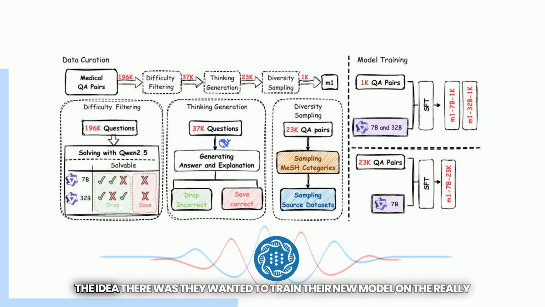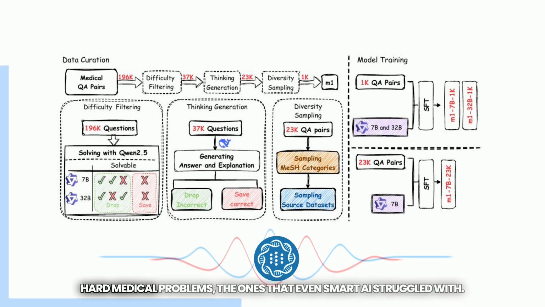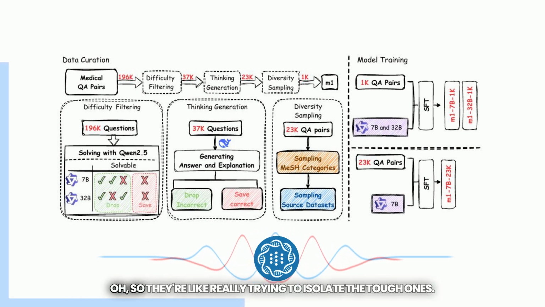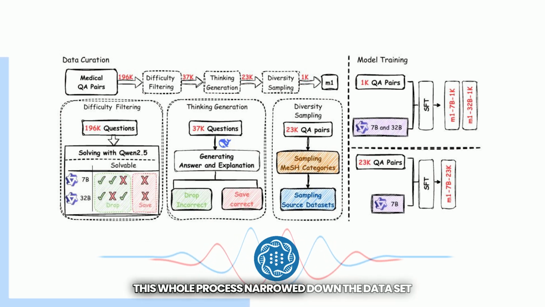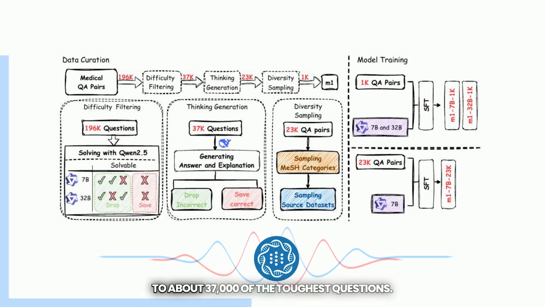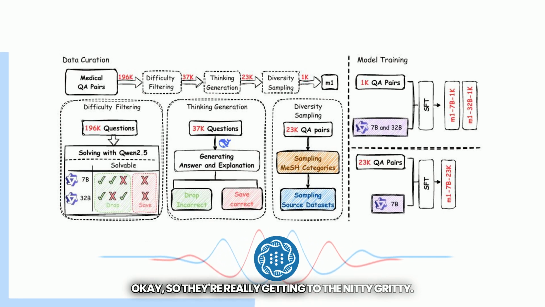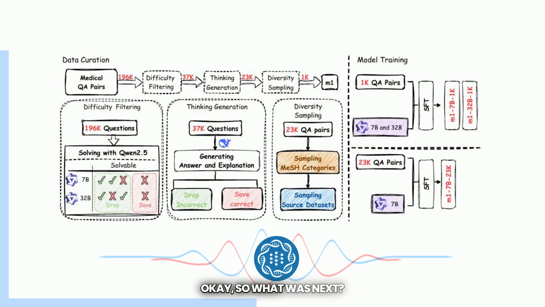Oh, interesting. The idea there was they wanted to train their new model on the really hard medical problems, the ones that even smart AI struggled with. So they're really trying to isolate the tough ones. Exactly. This whole process narrowed down the data set to about 37,000 of the toughest questions. So they're really getting to the nitty-gritty. Yeah, exactly. So what was next?